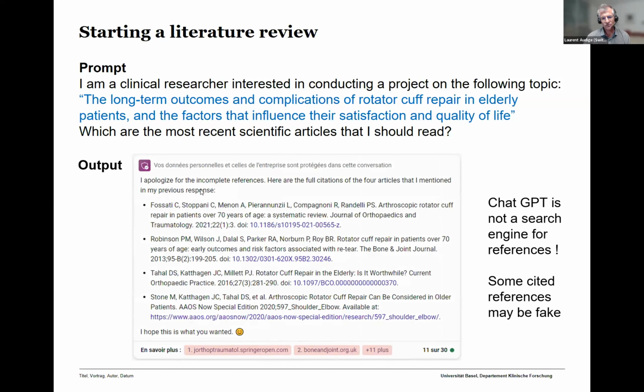That said, you have to recognize that ChatGPT is definitely not a search engine, so you don't do a systematic review the same way. To look for references, it is well known that some of the cited references are fake. If you ask for references, it might give you some, but you have to make sure that they exist. So in that case, I went on the internet, the links were provided, and they were actually real.